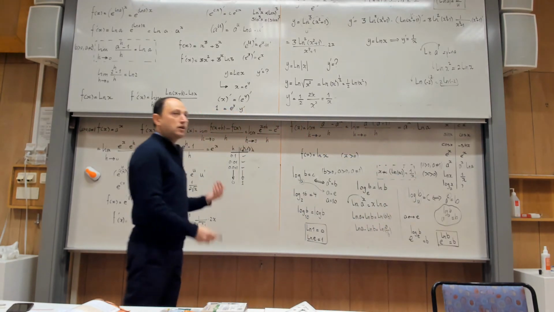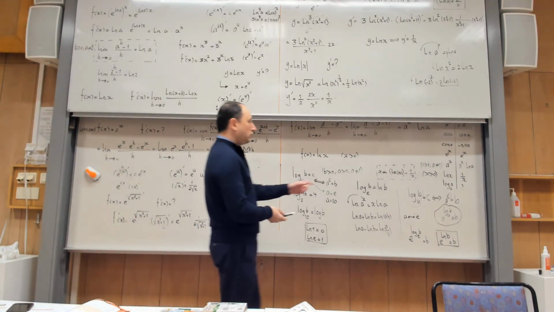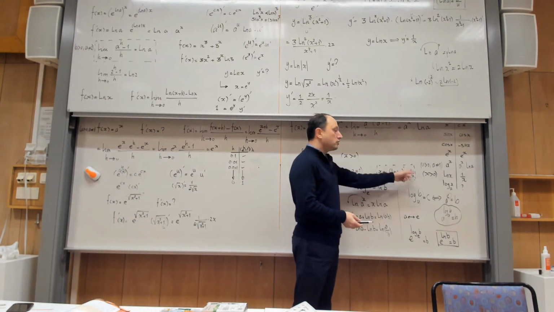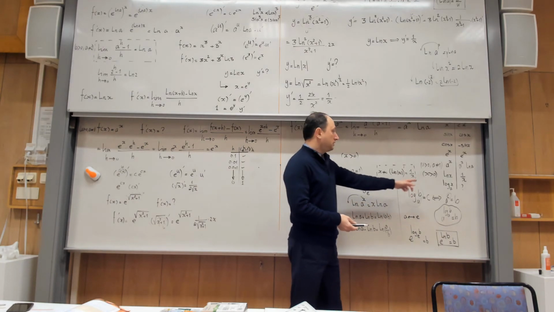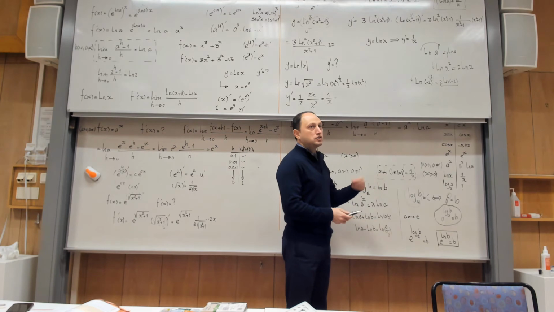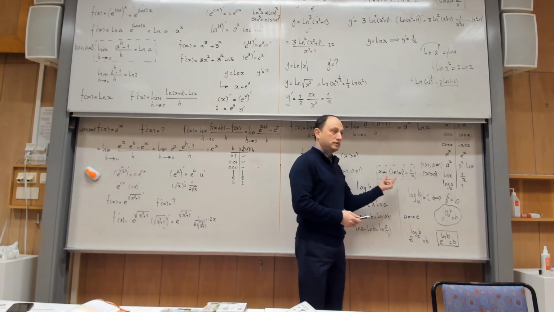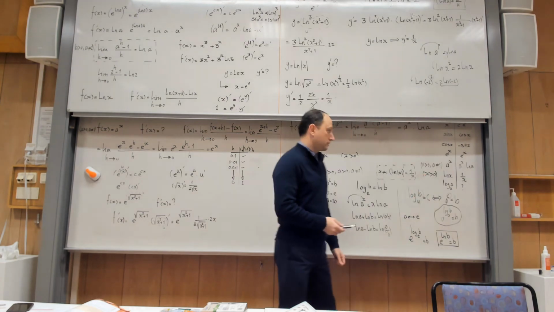So the derivative of ln of x is 1 over x. The derivative of ln of the absolute value of x is also 1 over x. But this is valid if x is not equal to 0. This is valid even if x is negative. This is only valid if x is positive.